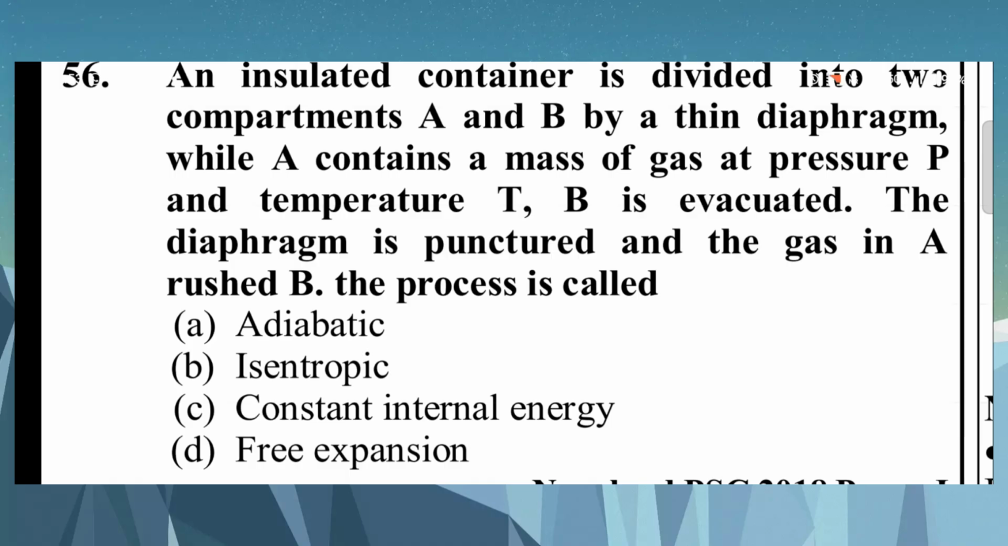Question number 56. An insulated container is divided into two components A and B by a thin diaphragm. While A contains a mass of gases at pressure P and temperature T, B is evacuated. The diaphragm is punctured and the gases in A reach B. The process is called A. Adiabatic, B. Isentropic, C. Constant internal energy, D. Free expansion.